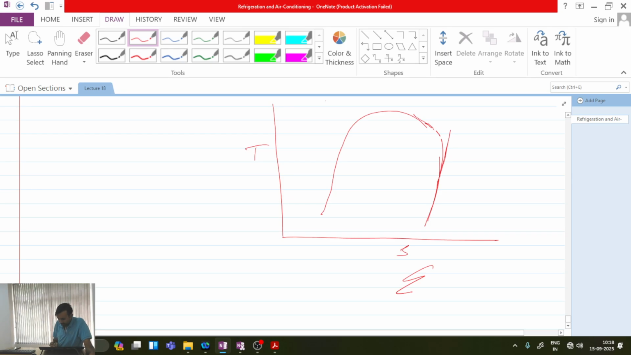Now if I compress from point 1, what will happen? The compression process will move along this line and I will have either very minimal or no superheating. This was also drawn while discussing the lectures. So the superheating horn area will be almost 0. So there is no superheating horn in this case.